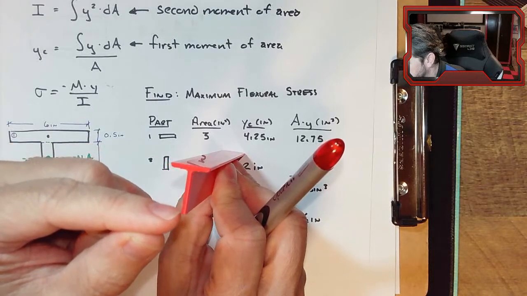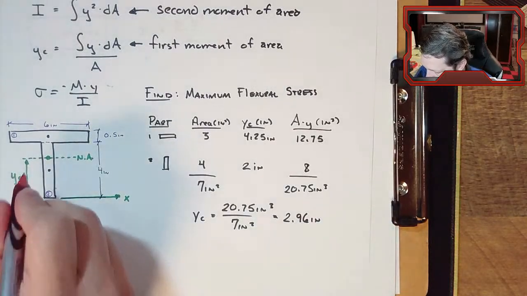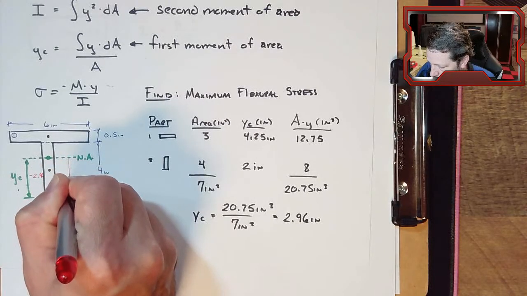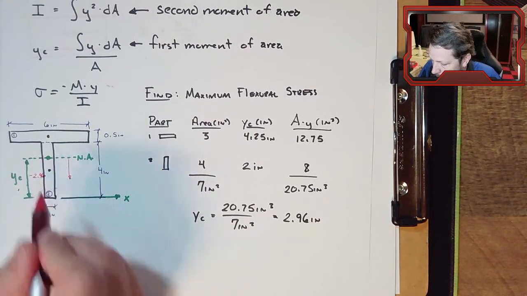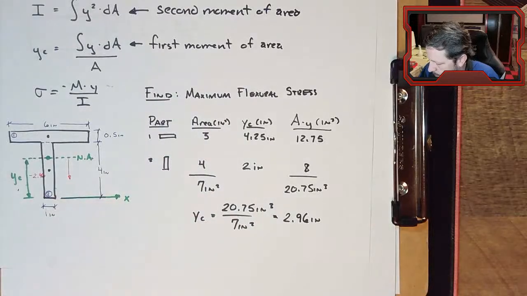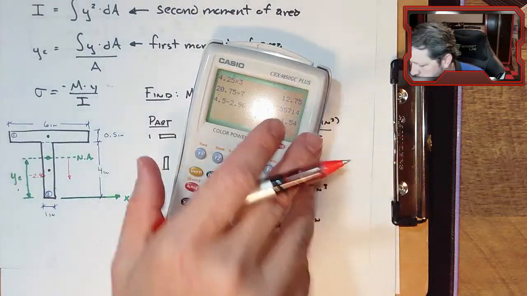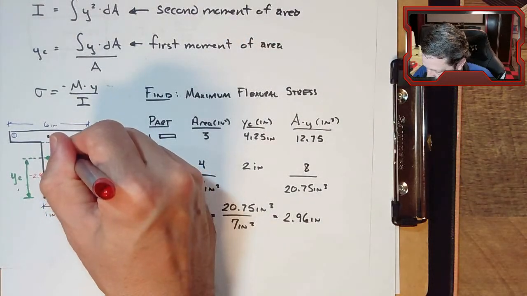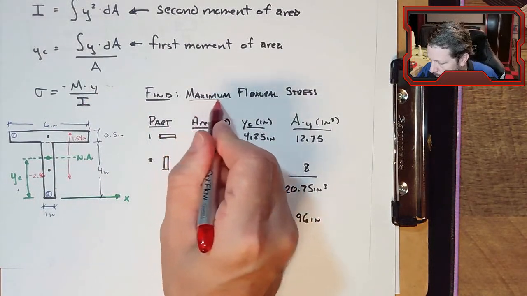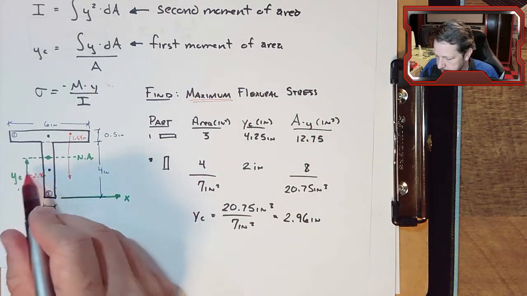I could go all the way to the bottom of the beam down here and plug in a number of 2.96. Technically negative 2.96 because I would be measuring from the neutral axis downward. I could measure from the neutral axis up to the top of the beam, but that is only 4.5 minus 2.96, 1.54. So it's a little bit smaller. And if I'm trying to find maximum flexural stress, then I want the largest possible value for Y, which is going to be this negative 2.96.